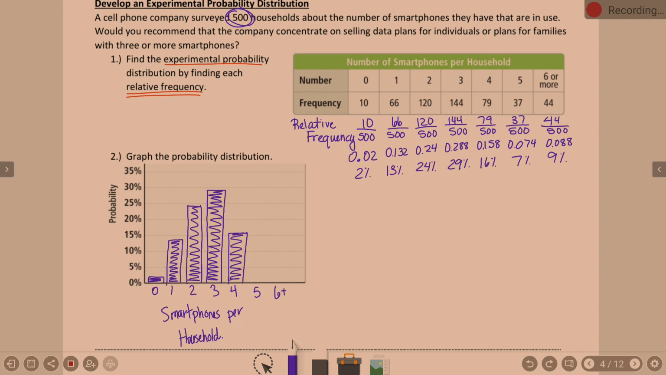Five smartphones, 7%. And 6 or more smartphones, 9%. Okay, guys. There's what you're looking at. Now, our job is to answer the original question. The bar graph allows us to view it a little bit easier.